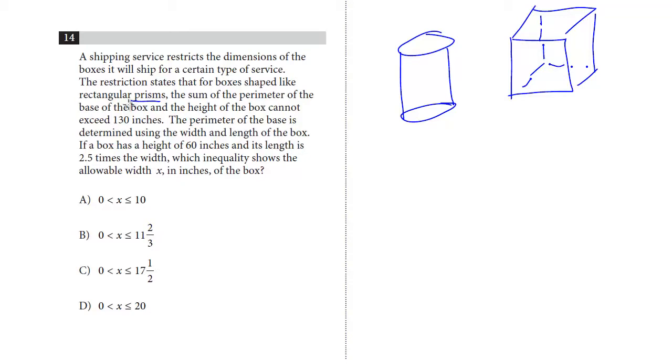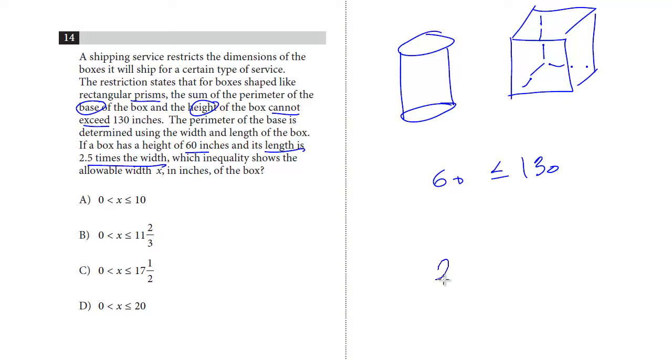And we know that the perimeter of the base of the box and the height cannot exceed 130. And so cannot exceed means less than or equal to. So this is the first part, less than or equal. Now we already have the height is 60, so that's one part, but then we just have to get the perimeter of the base of the box. We're not given the inches, but we are given this condition that the length is 2.5 times the width.